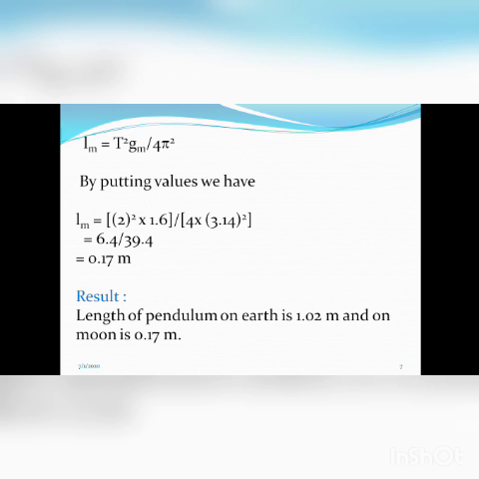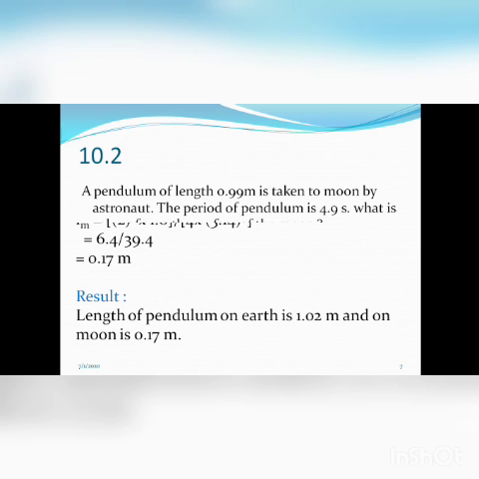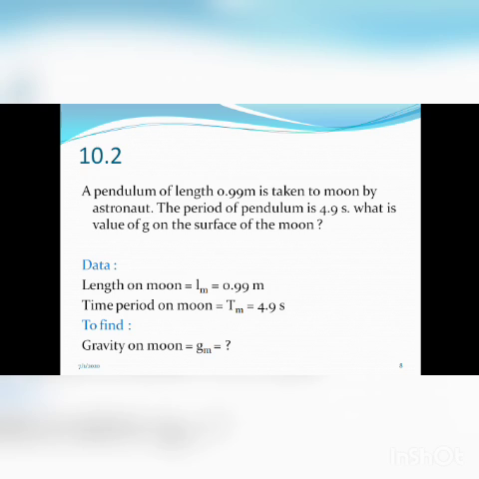Okay, next numerical 10.2. A pendulum of length 0.99 meter is taken to Moon by an astronaut. The period of the pendulum is 4.9 seconds. What is the value of G on the surface of Moon? Data: length on Moon is Lm is equal to 0.99 meter. Time period on Moon is equal to 4.9 seconds. What we have to find out? The gravity on Moon.